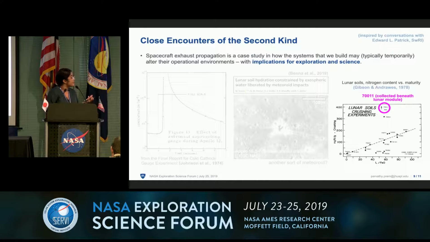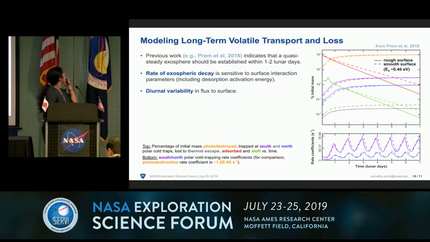And then lastly, there's sample collection. This is nitrogen content versus soil maturity. The little guy that's right off the scale was collected right beneath the lunar module, and these high nitrogen values are to some extent thought to be contamination by hydrazine, which was the fuel that the Apollos were using.